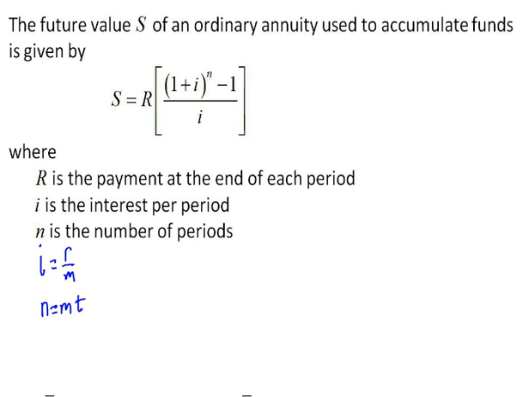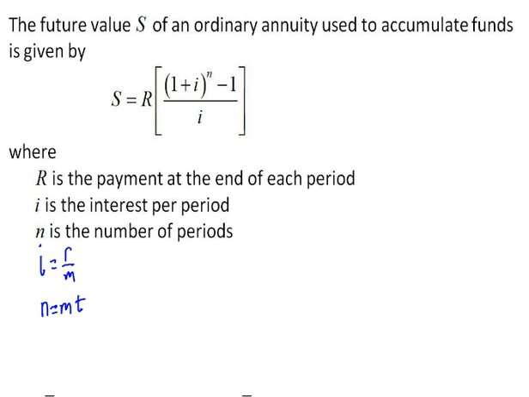And that N is equal to M times T, where M again is the number of times compounded in 1 year times the number of years. So when you multiply those two together, you'll get the total number of compounding periods. Now for the problems that we're dealing with in this video, we're given everything except the payment amount, and we're trying to find out what is R.